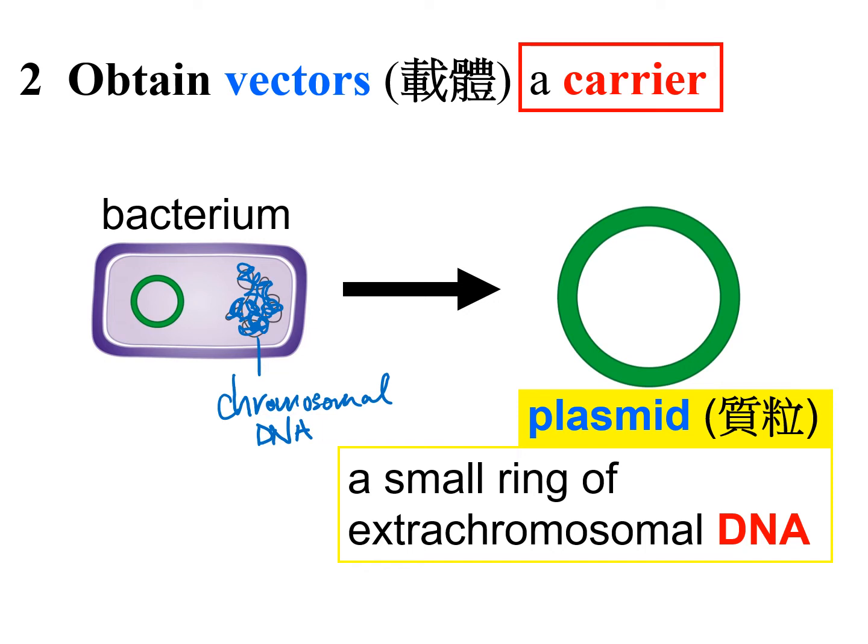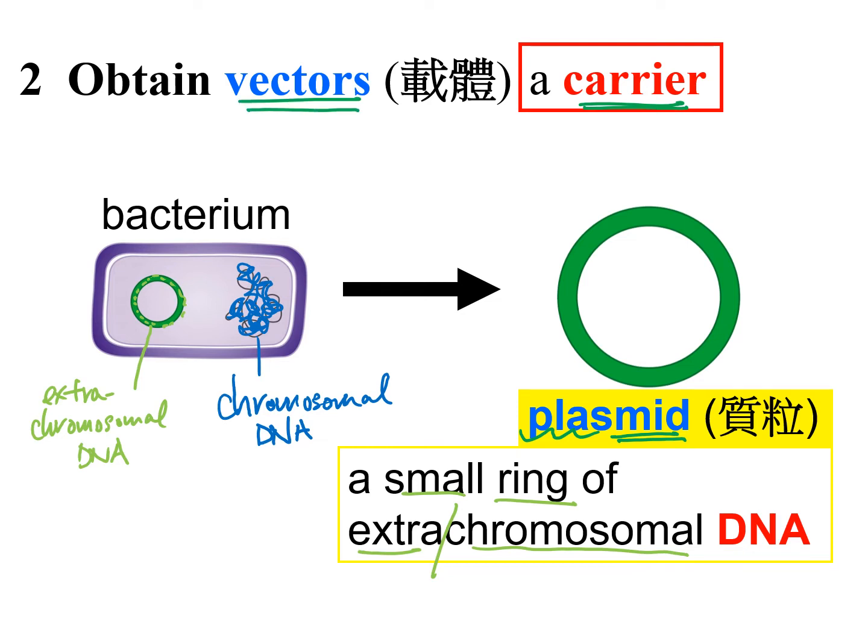Another type of DNA is rather small and circle shaped, and we call this the extra-chromosomal DNA because it is outside the original chromosomal DNA. It is like a small ring, and we give it a special name. We call it a plasmid. This plasmid is a very good DNA carrier, so it can be used as a vector to carry the human insulin gene later on into this plasmid.